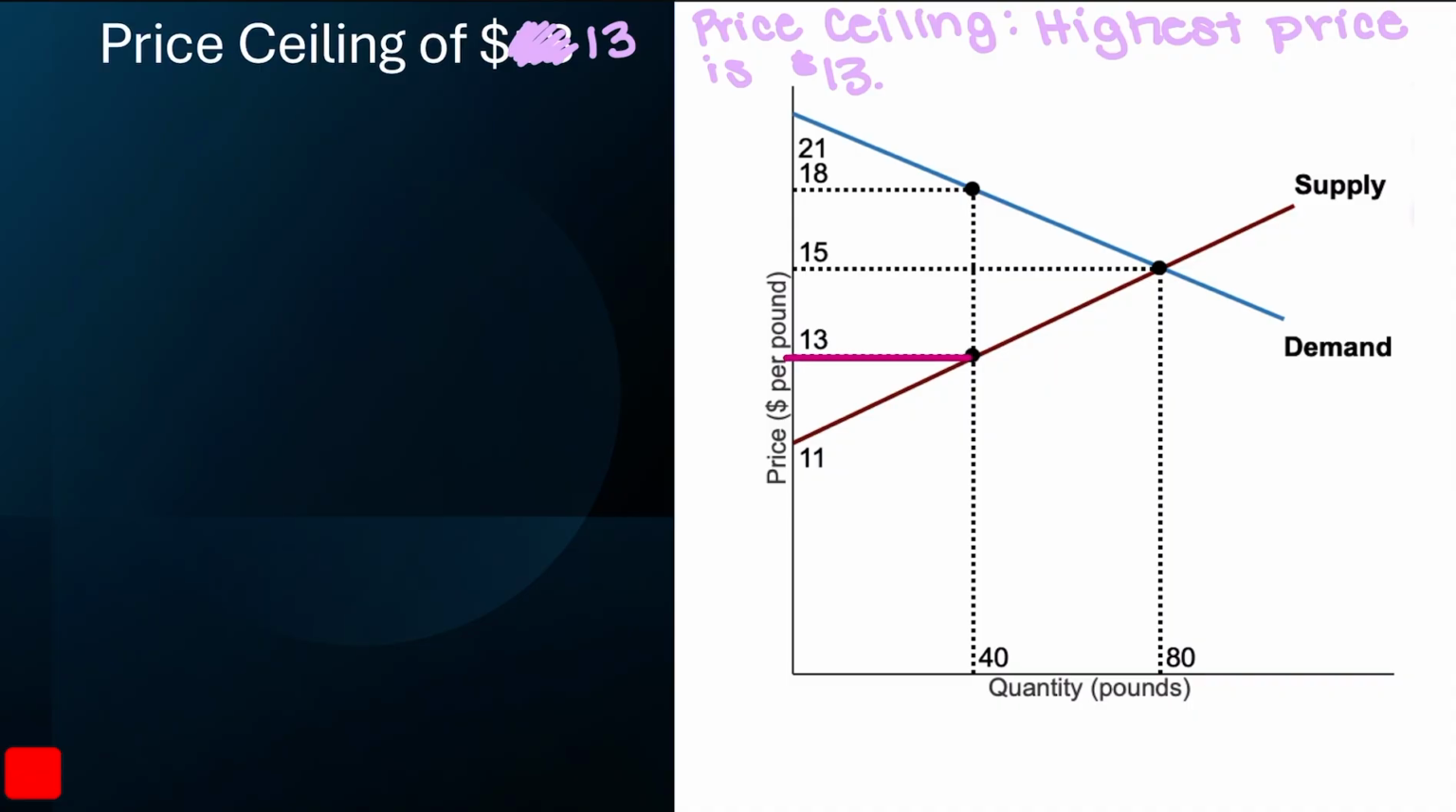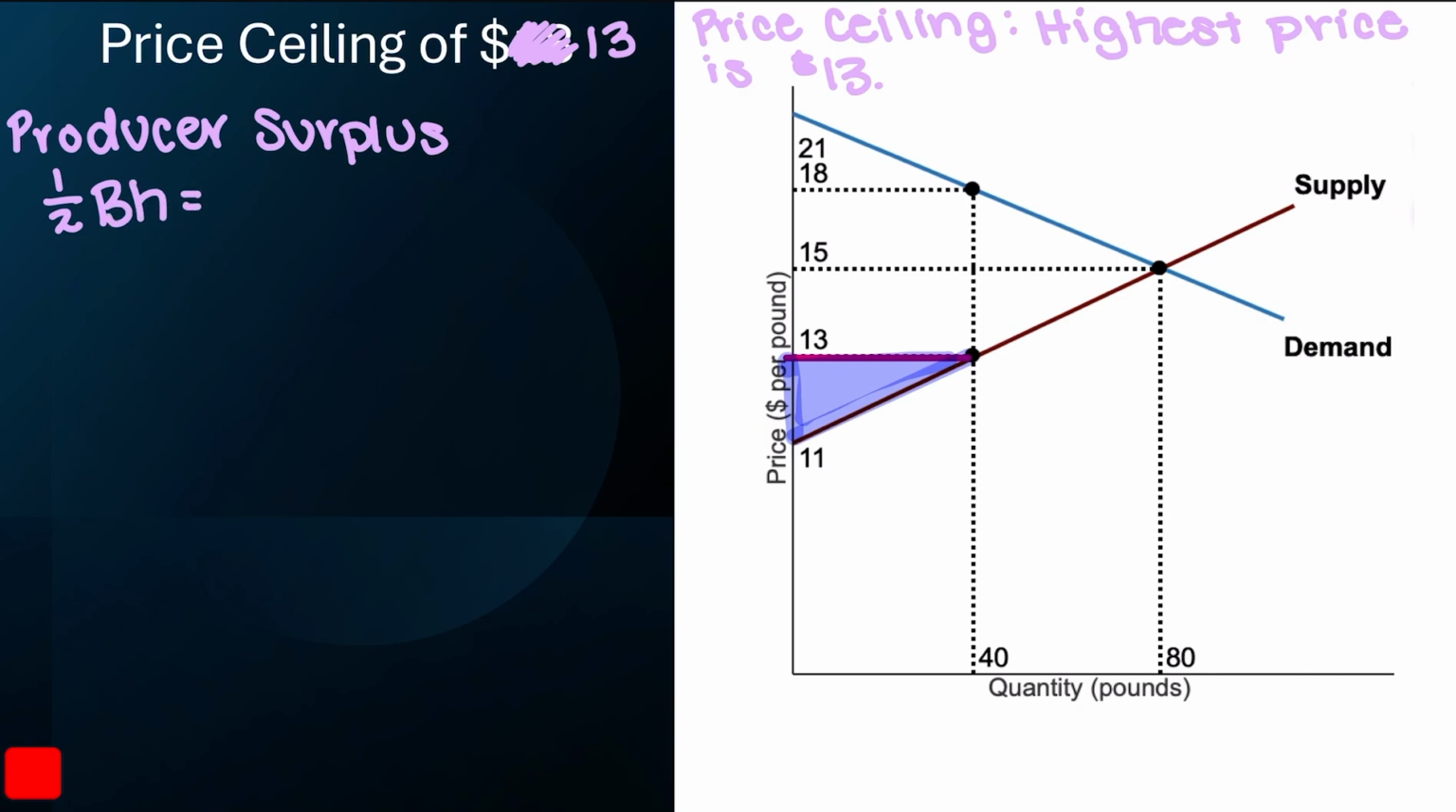And you can see that if we calculate our producer surplus, it's now back to being a little triangle. So it's going to be 1/2 base times height. So 1/2 times 40 times 2, which gives us 40.